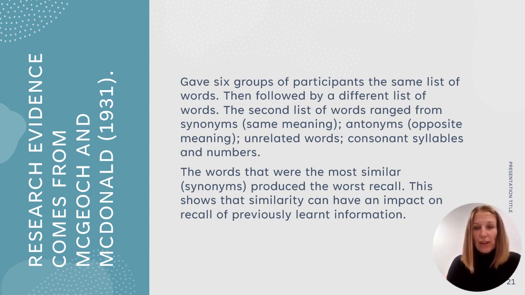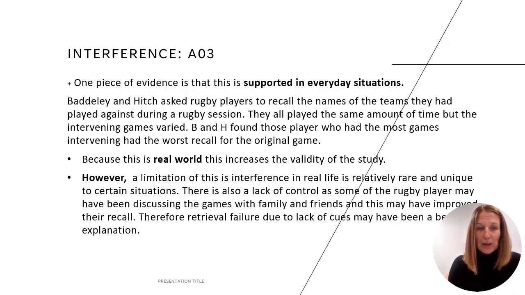So this showed that if the items were similar, then that affected recall. Okay, so this shows that similarity can have an impact on recall of previously learned information, and the best recall was numbers. Okay, so they all had the same list of words, but if they had numbers afterwards, they did better on the recall of the words than those that had synonyms afterwards. So nice easy example there.